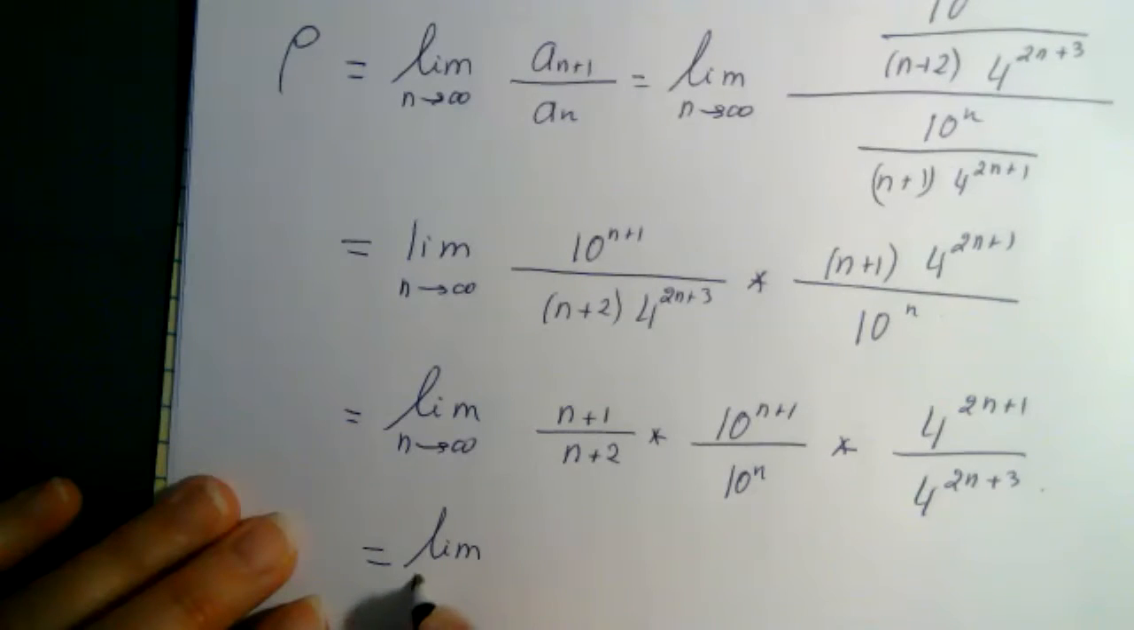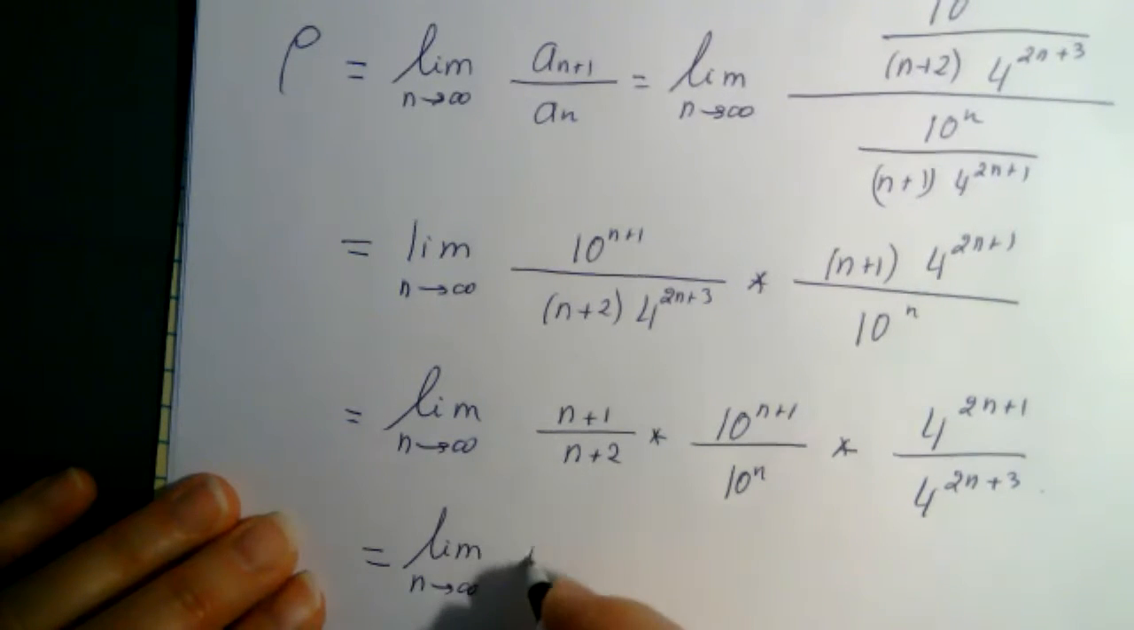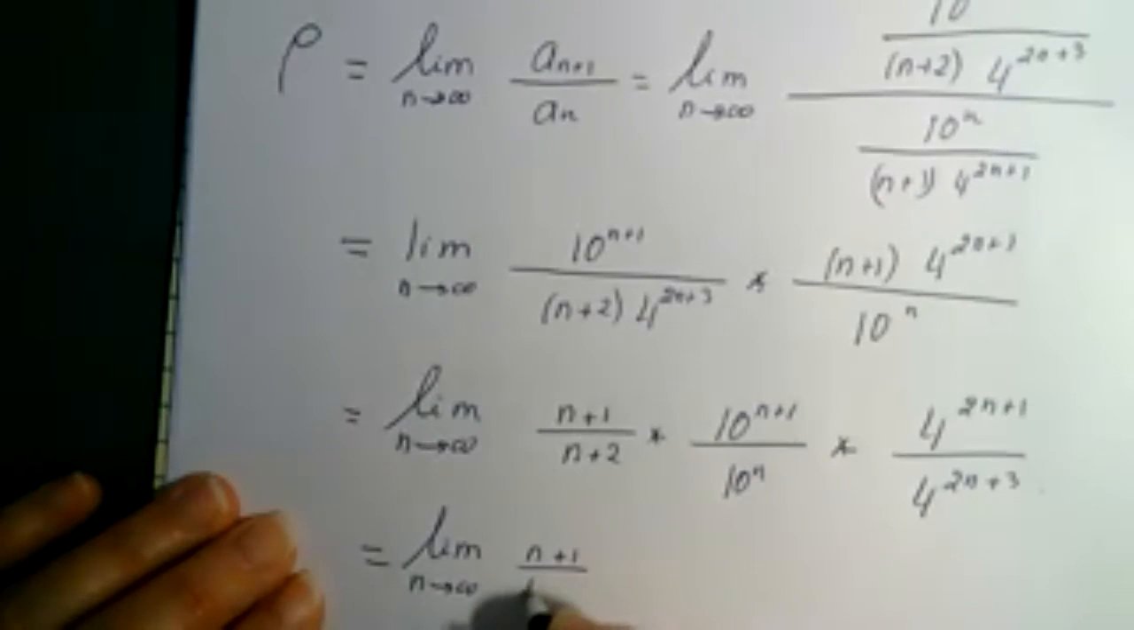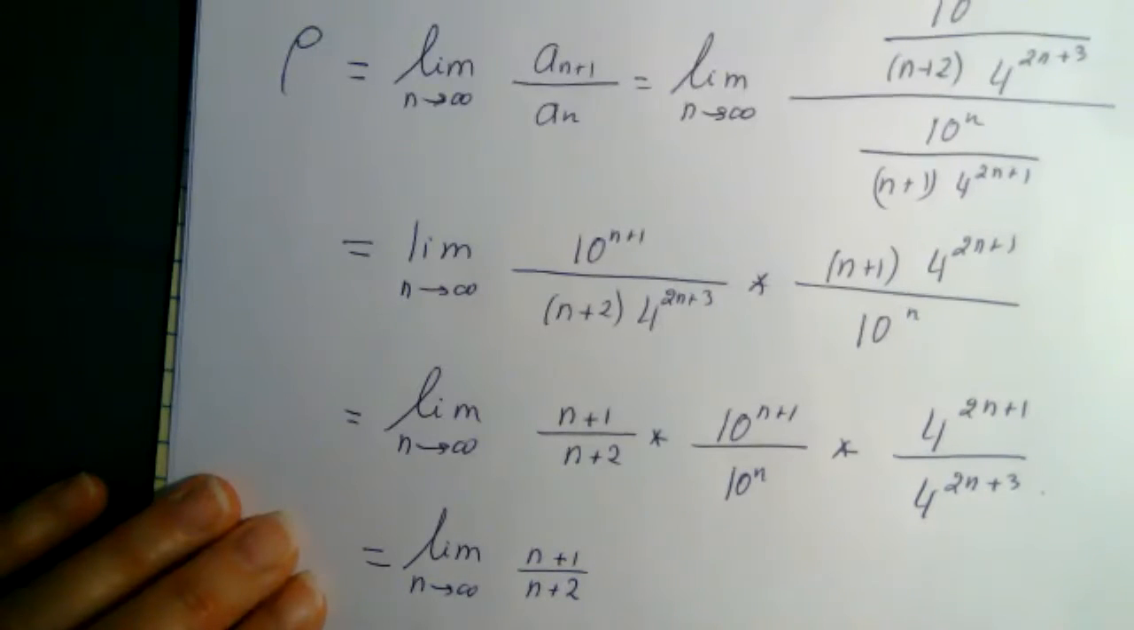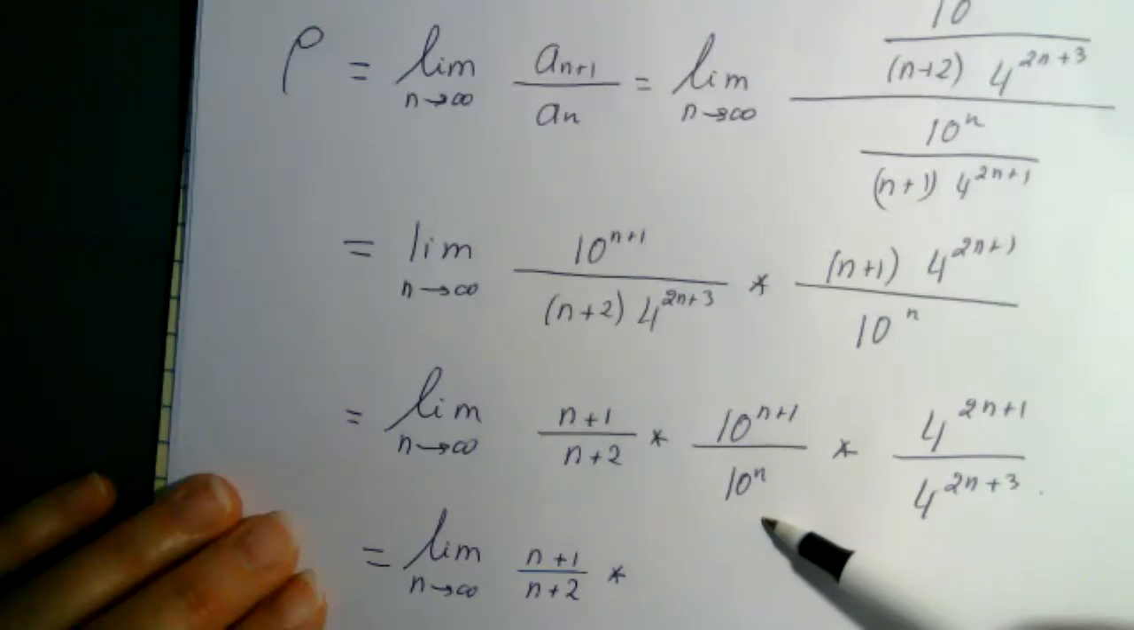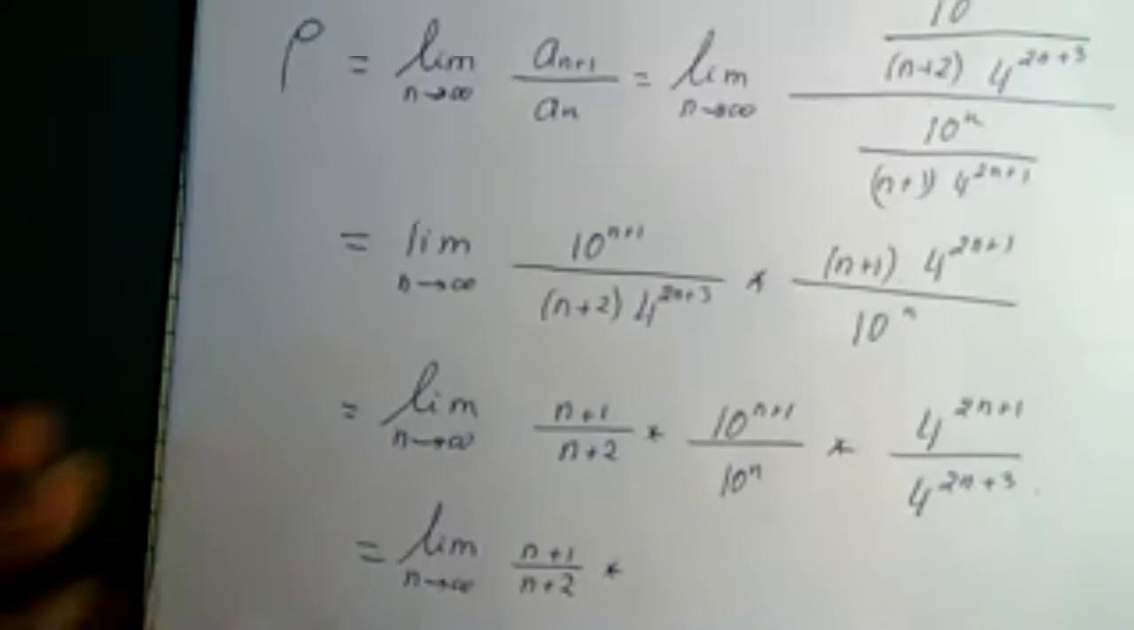As n tends to infinity of. I'm not going to touch this first term because I know what's going to happen to it. Now this one: 10 to the n plus 1 over 10 to the n. What am I going to get?